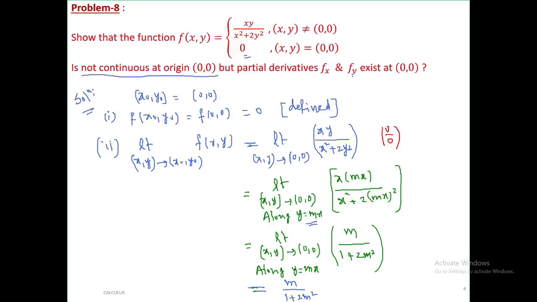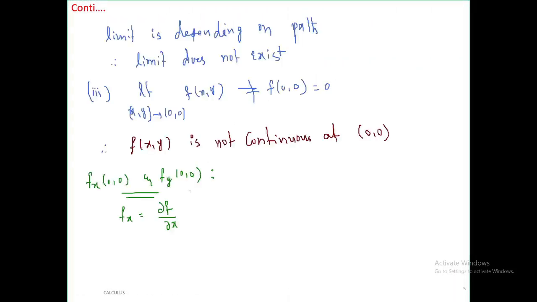Do partial derivative with respect to y. You will get some answer. In that you substitute x is 0, y is 0, so that you will get fy. So that is one way. The second way, the simplest way, is by using first principle.